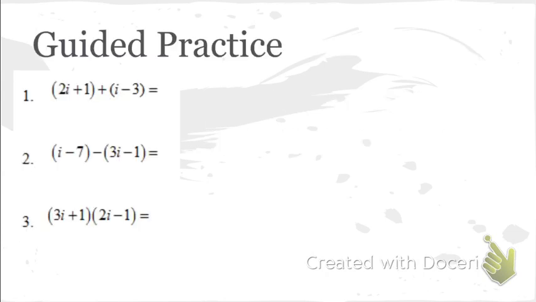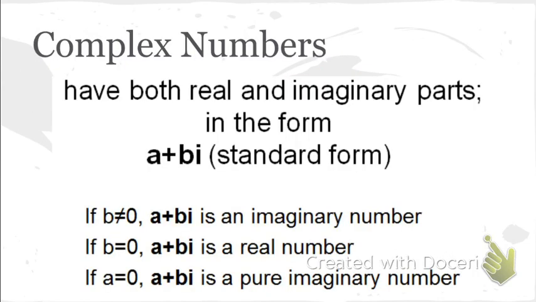Alright, so let's do a couple right here. Again, we're just going to treat number 1 like it's 2x plus 1 plus x minus 3. So 2i plus i is just 3i, and then 1 minus 3 is negative 2. If you remember the previous slide, you should put the real part first plus the imaginary part, and you're good. If you don't believe me, look back at the previous slide right here: you've got the real part and then the imaginary part. So put in standard form, that's how it should look.